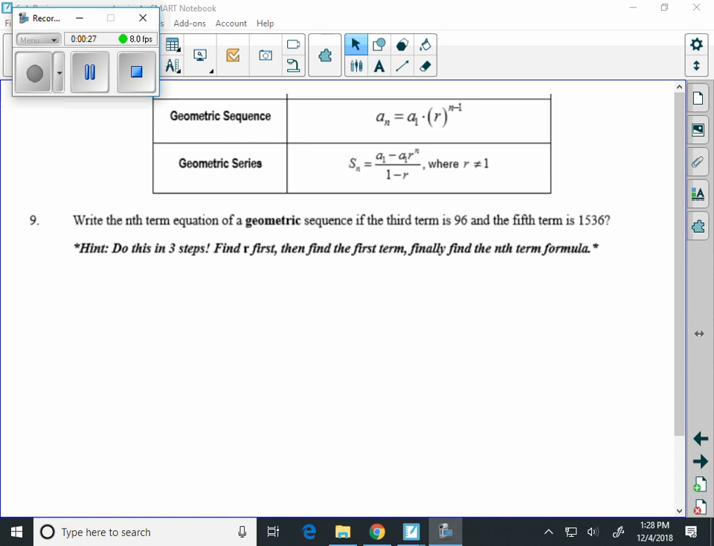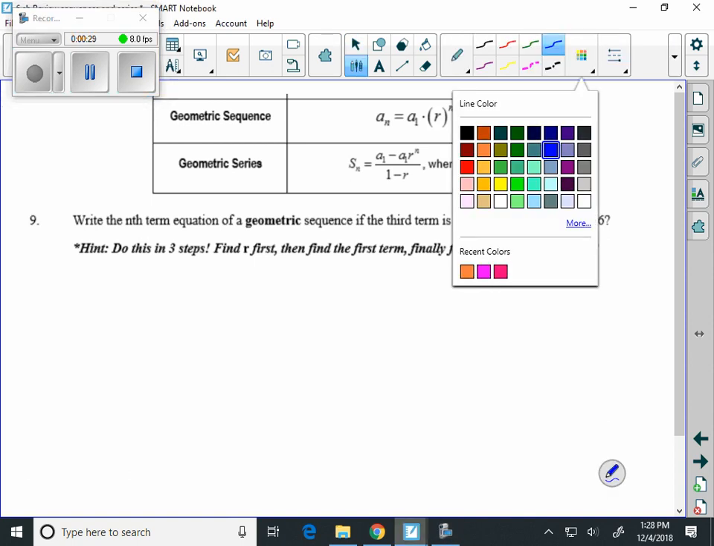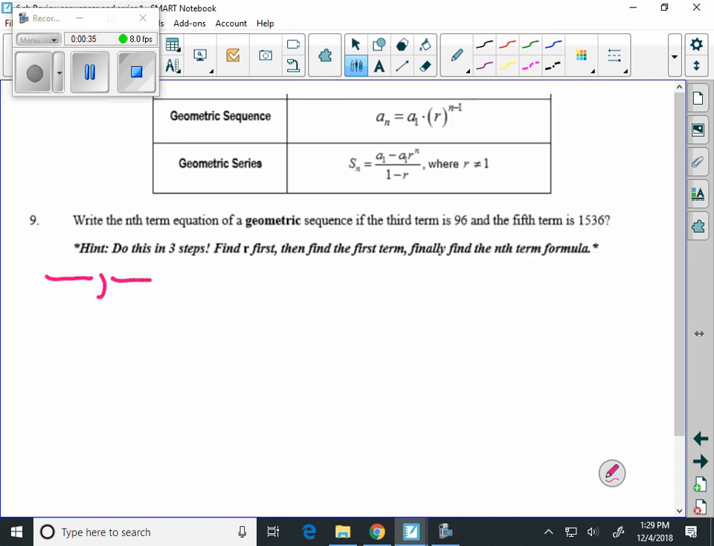So maybe for some of you, the way you like to start this out is you like to say, well, here's my first term, here's my second term, third term, we know what the third term is, it's 96. The fourth term, and then the fifth term is 1536. So I don't know if that's helpful or not, but it just gives us a different visual here. And we want to write the nth term equation of this.